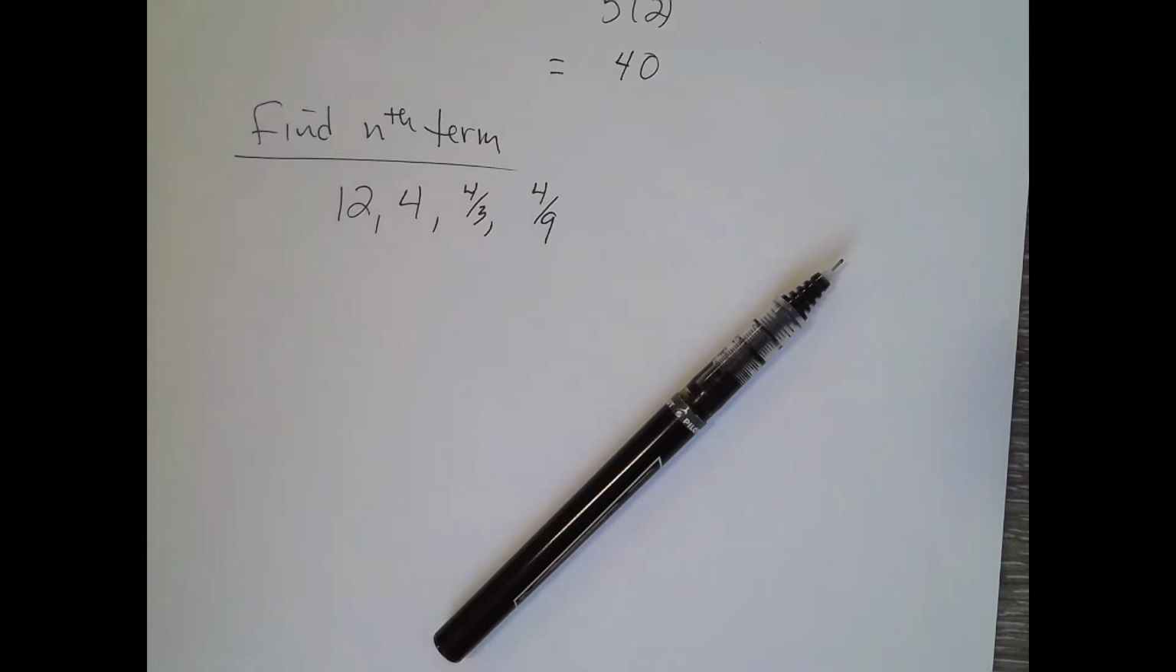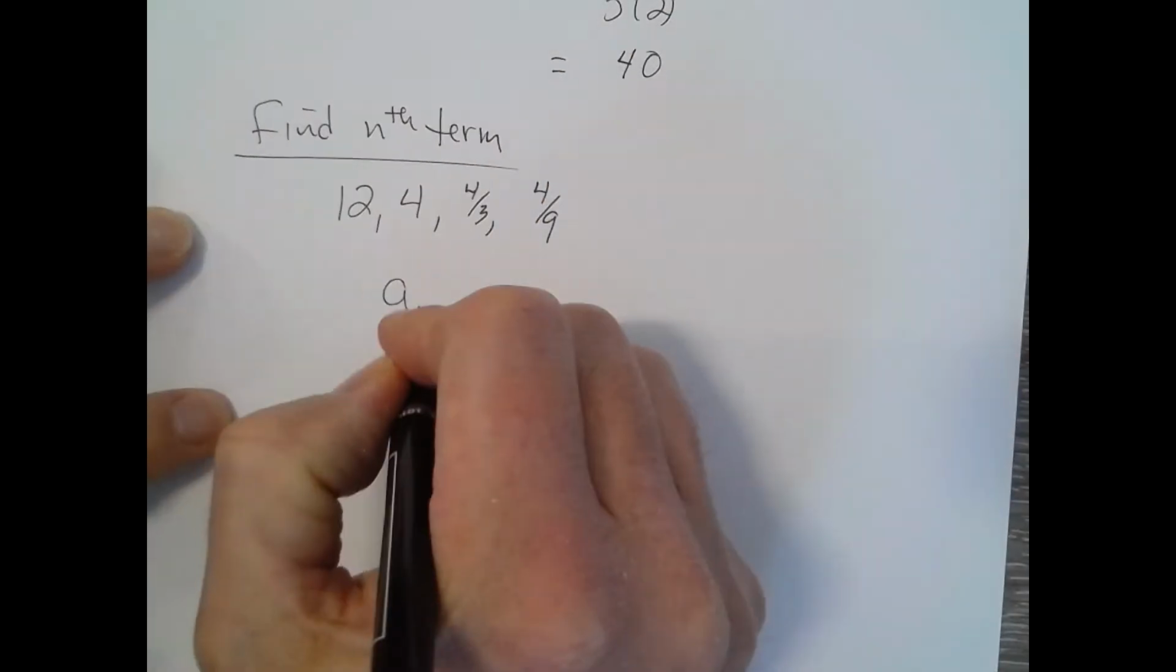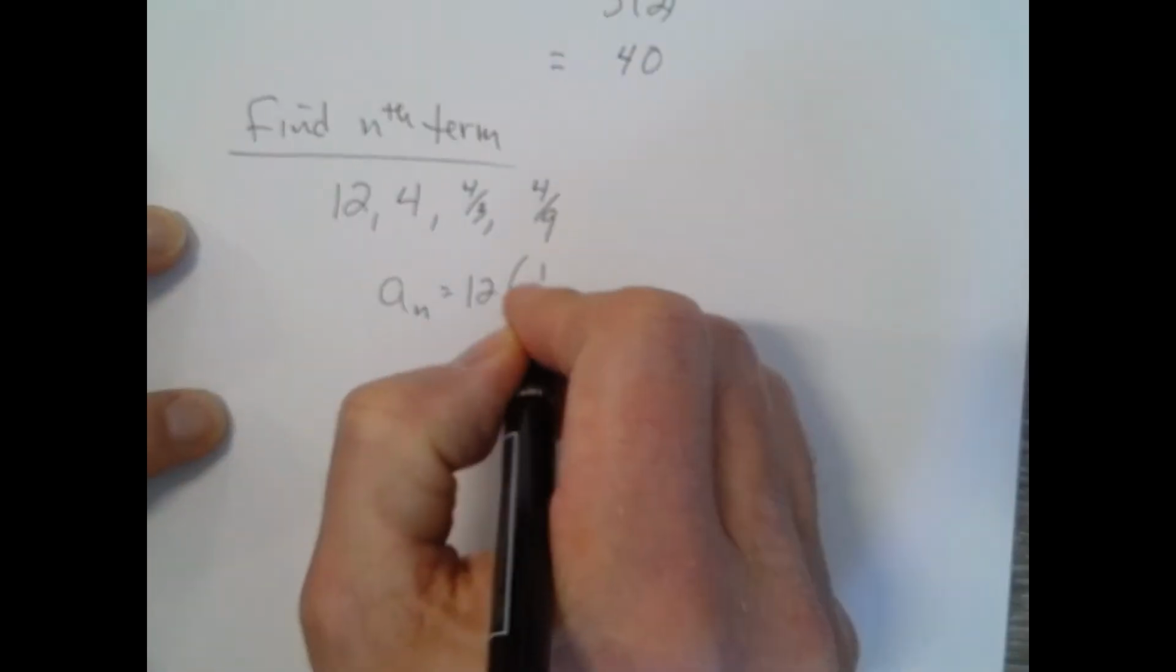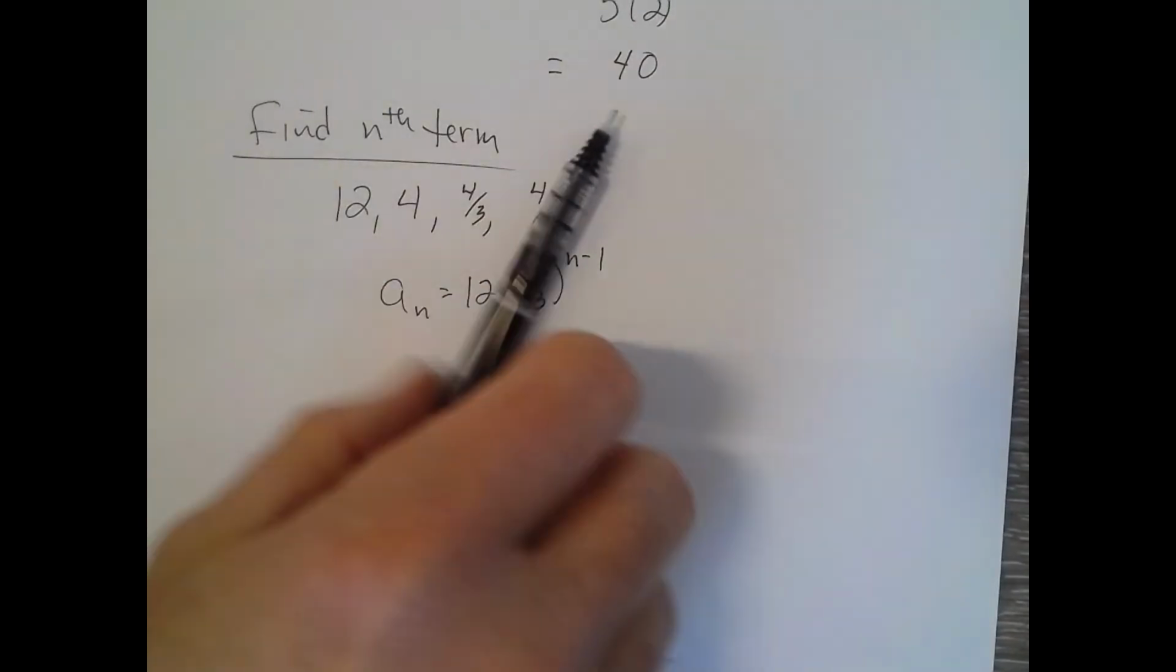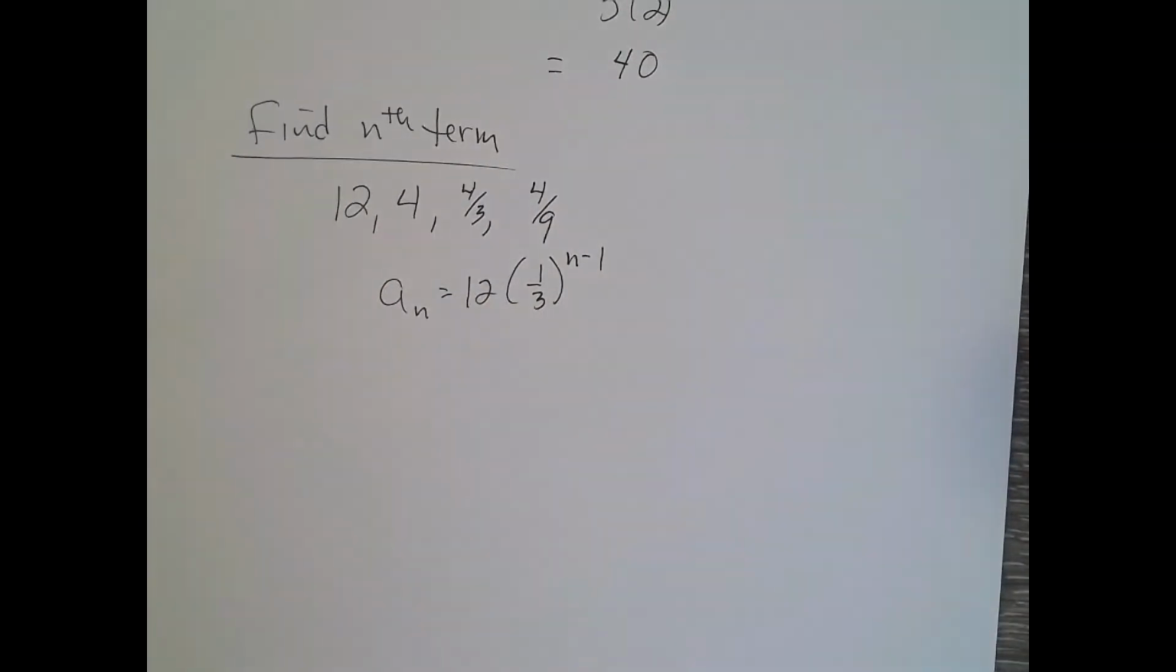What is my common ratio? 1/3. 1/3, very good. So the nth term would be 12 times 1/3 to the n minus 1. My gosh, stay focused, please. How many got that? Good.